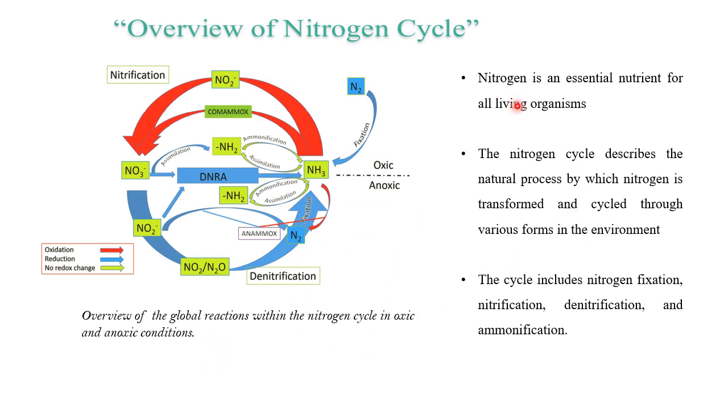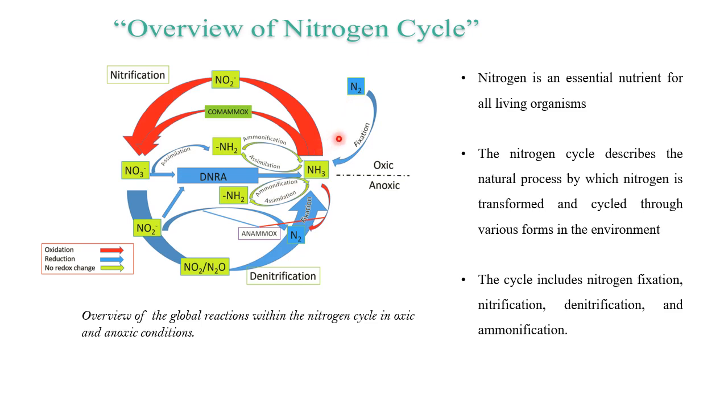We all know that nitrogen is an essential nutrient for all living organisms. It is a component of our cells. It comprises different nucleotides, proteins, etc. And we all know that nitrogen is about 78% of our atmosphere. But due to the presence of a triple bond, we living organisms cannot break it down.